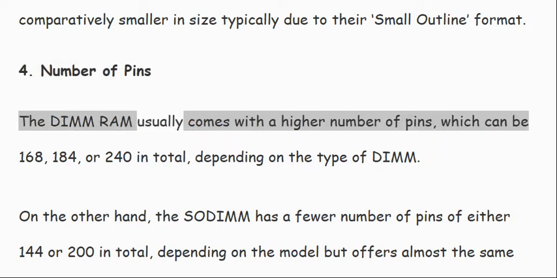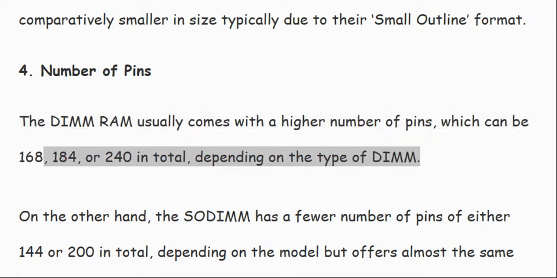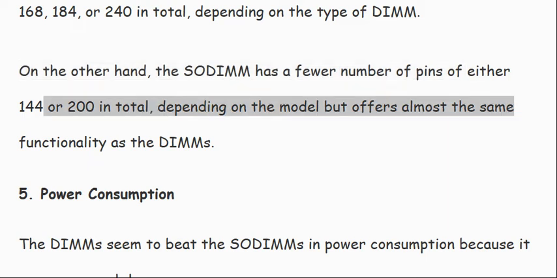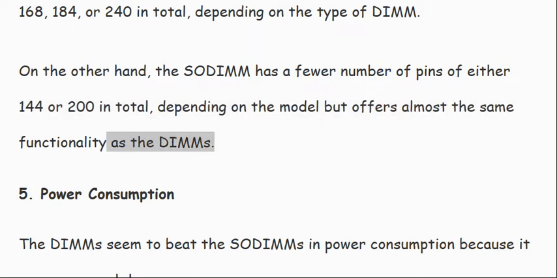4. Number of pins. The DIMM RAM usually comes with a higher number of pins, which can be 168, 184, or 240 in total, depending on the type of DIMM. On the other hand, the SODIMM has a fewer number of pins of either 144 or 200 in total, depending on the model, but offers almost the same functionality as the DIMMs.